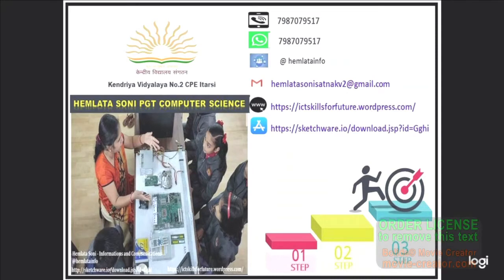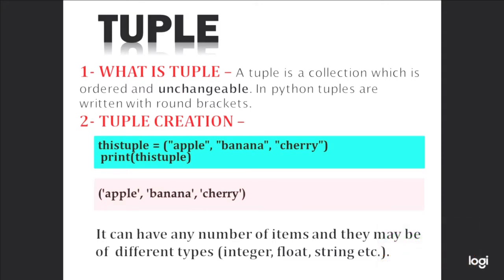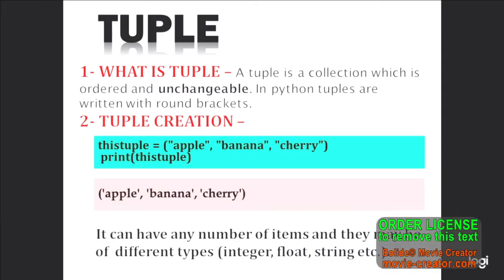In the previous chapter we learnt about list. As I told you, list is a collection of similar data type items or dissimilar data type items. Today we are going to learn about tuple. Tuple is also a collection of similar or dissimilar type of data items. Those are unchangeable.